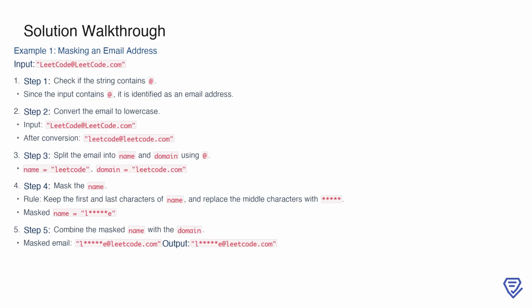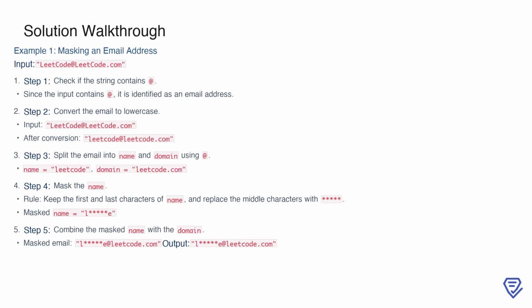To begin, we have an email address as the input, LeetCode@LeetCode.com. The first step is to check if the string contains the @ symbol, which confirms that it's an email. Once confirmed, we convert the entire email to lowercase to ensure consistency. This gives us leetcode@leetcode.com. Next, we split the email into 2 parts, the name and the domain. Here, leetcode is the name, and leetcode.com is the domain.